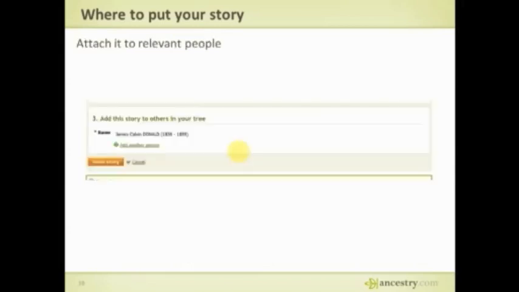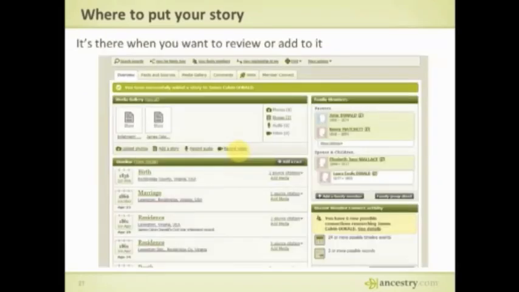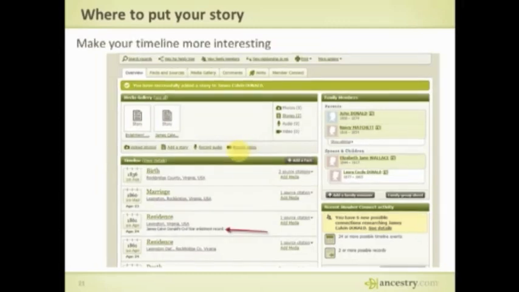I can attach it to the relevant person, the relevant people. I have a pension record for James Calvin. I can attach it to him and his wife, and even his children, if that seems to make sense. Then I've got it there. Anytime I want to review or add it, I've got it there. If I decide to go write the family history, I've got a bunch of data already there. This is really useful. You can also go through and update this little timeline here.